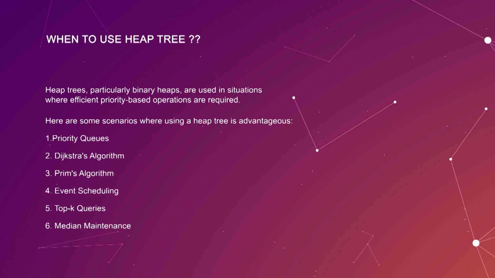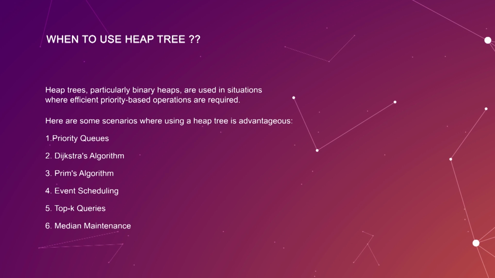Second is Dijkstra algorithm. When finding the shortest path in a graph using Dijkstra algorithm, a heap based priority queue can be very helpful to efficiently extract the vertex with the smallest distance from the source. Prim's algorithm. Similarly, when constructing a minimum spanning tree using Prim's algorithm, a heap based priority queue can help you choose the next edge with the smallest weight efficiently. Next is event scheduling. In simulation or event driven systems, a heap can be used to schedule and manage events in chronological order, allowing you to process events in the correct order of occurrence.